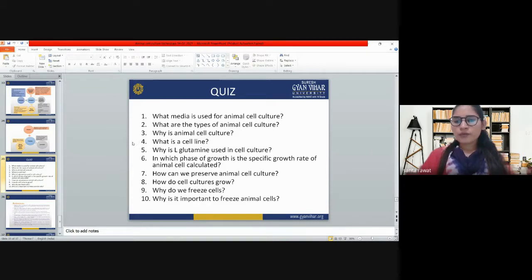In which phase of growth is the specific growth rate of the animal cell culture highest? How can we preserve animal cell culture? How do cells grow in culture? Why do we freeze cells? Why is it important to freeze the animal cell?